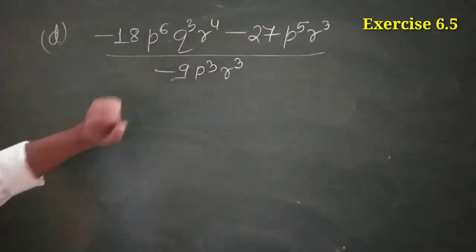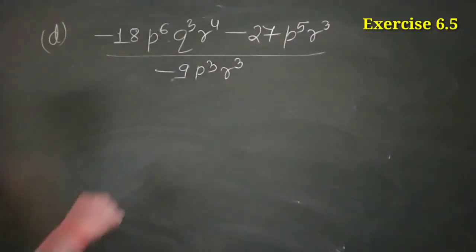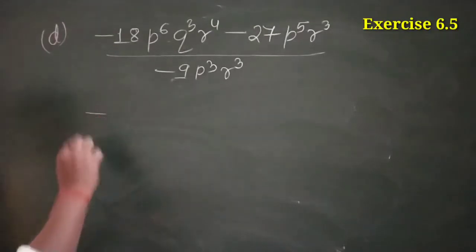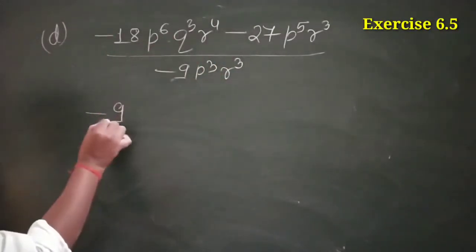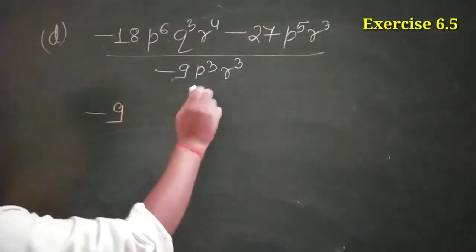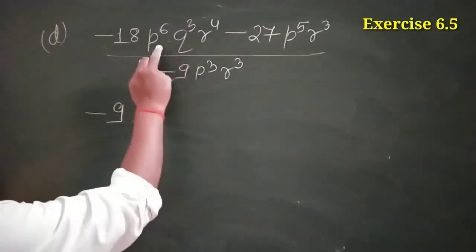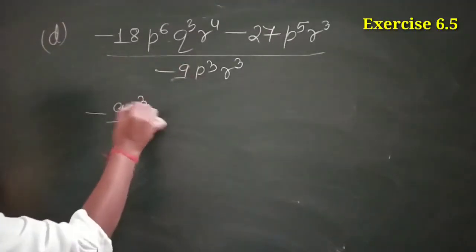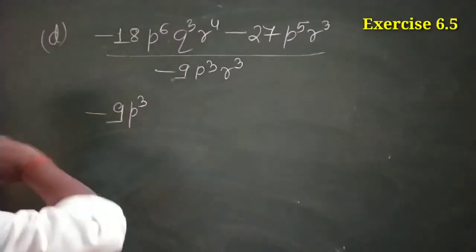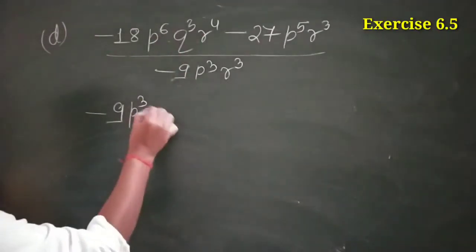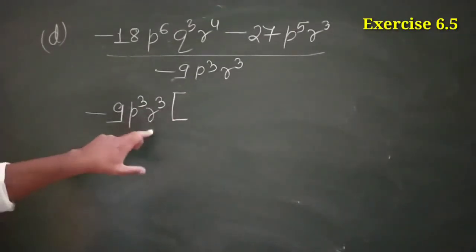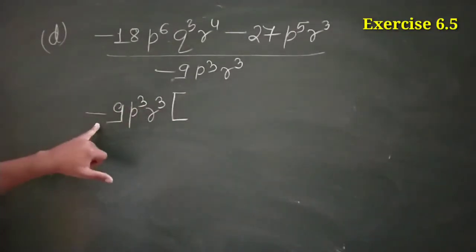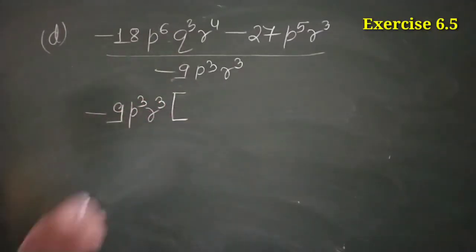Students, now see part D. In part D, how to solve it? We will take out the minus sign common. 18 and 27 both come in the table of 9, so 9 will be common. It is p cube, so we will take out p cube common from the numerator, and we need r cube also, so that they will get cancelled. So we will take out minus 9p cube r cube common. Minus is outside, so the sign of both the terms will be changed.